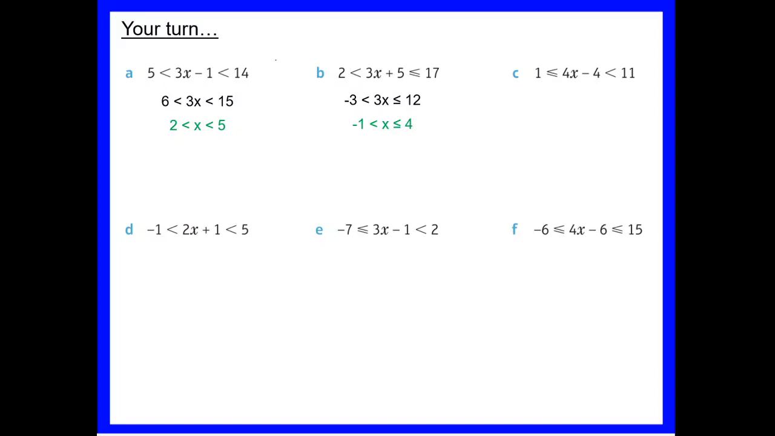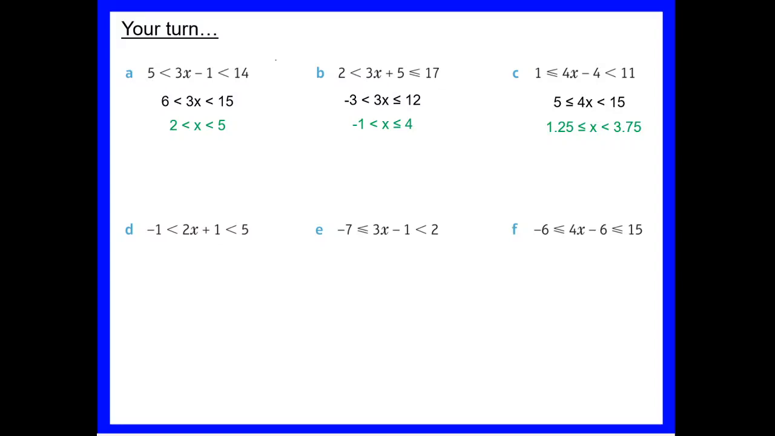Our next one, we're going to add 4 to all the parts. So 5 is less than or equal to 4x, which is less than 15. And then divide by 4. So 1.25 is less than or equal to x, which is less than 3.75. Remember, you can have those as fractions as well if you don't want them as decimals. So 1 1/4 and 3 3/4.